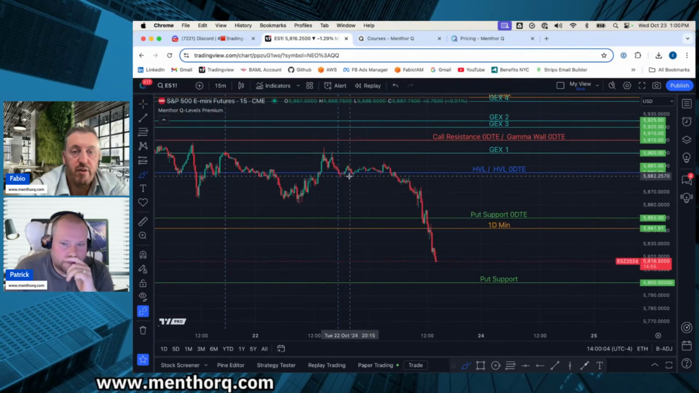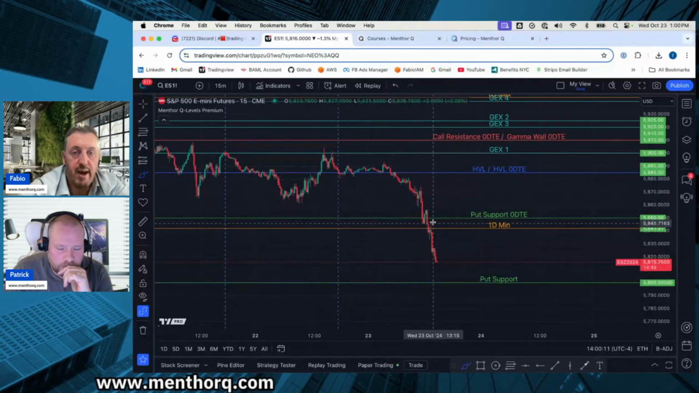Look at this. We were above the Ivor level for the morning, obviously low volatility, and then suddenly we broke down. Obviously the news, like Patrick mentioned, accentuated the move, and we saw a very strong pullback down here.